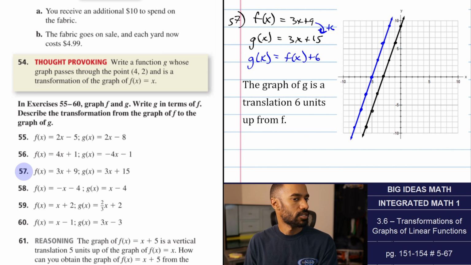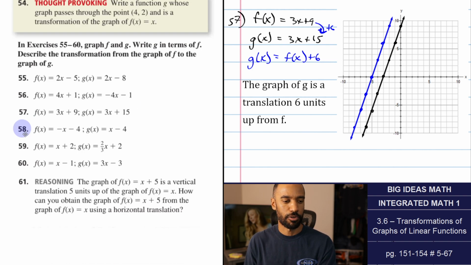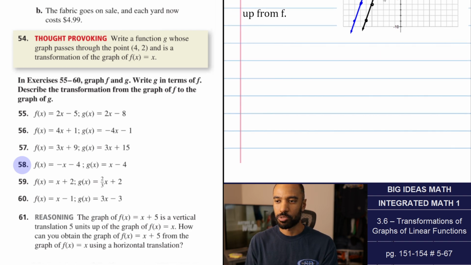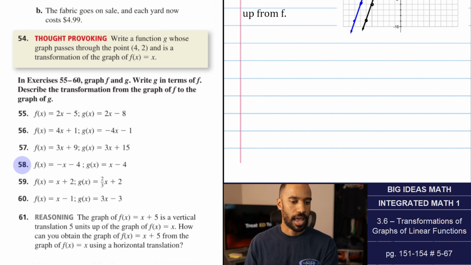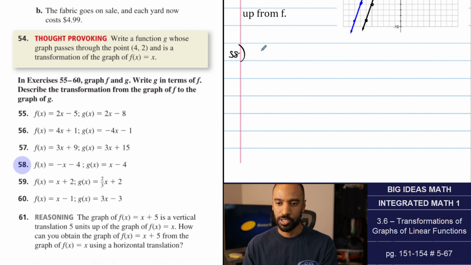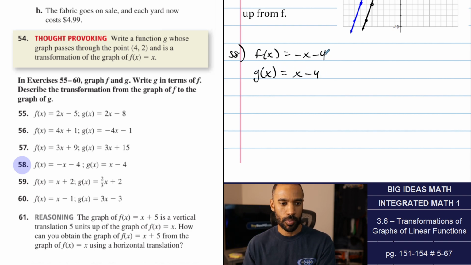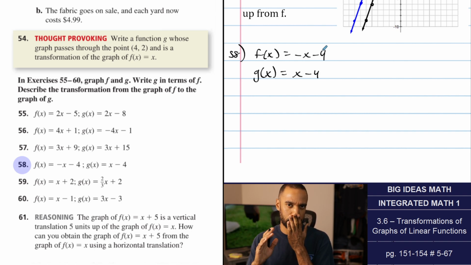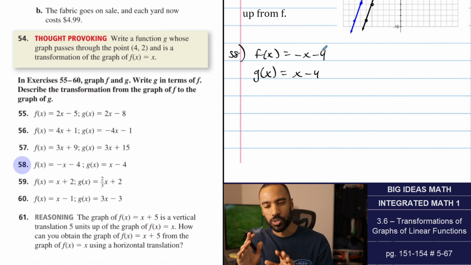Okay, number 58. Number 58. F of x equals -x minus 4, and g of x equals x minus 4. Unlike number 56, the -4 here doesn't change. And what I'd like to do is do this in one step. This will be a little bit like that thermostat question, or whatever it was, the temperature outside, mostly like that one.